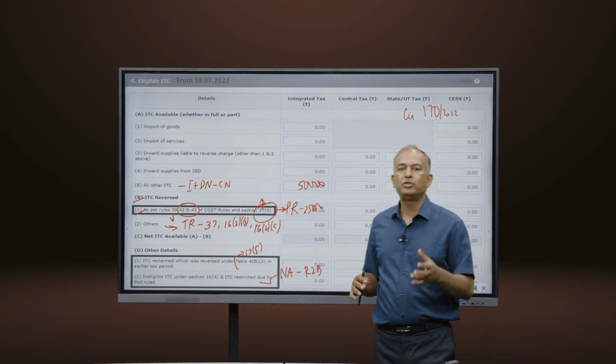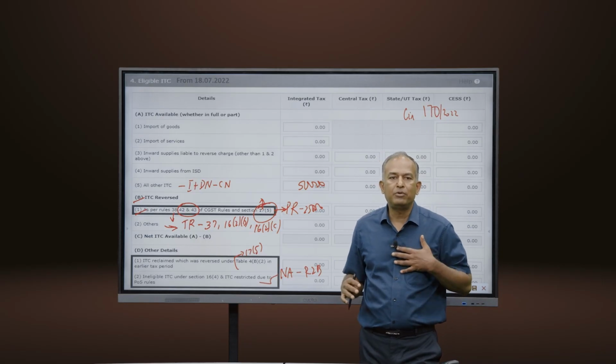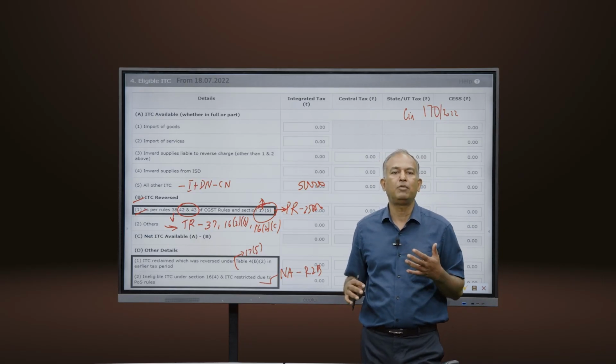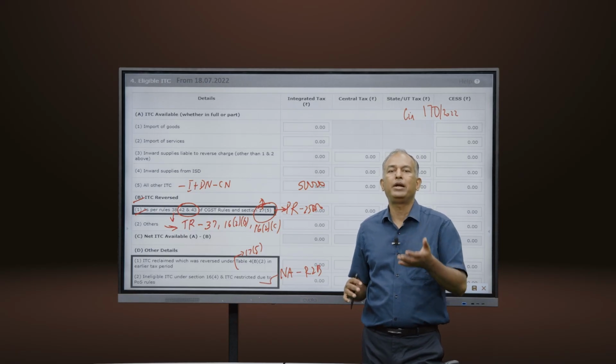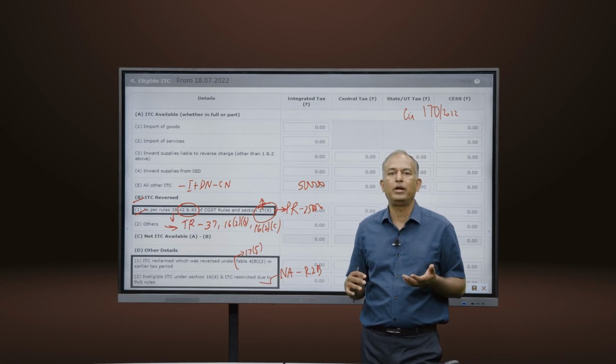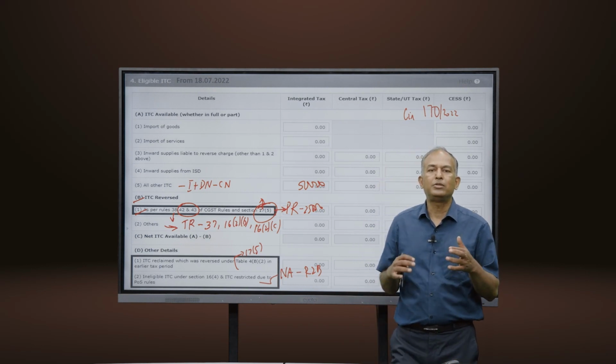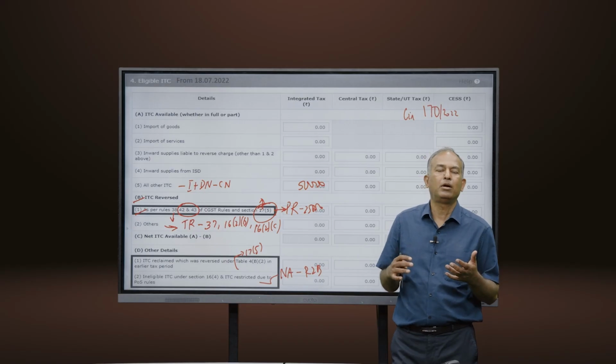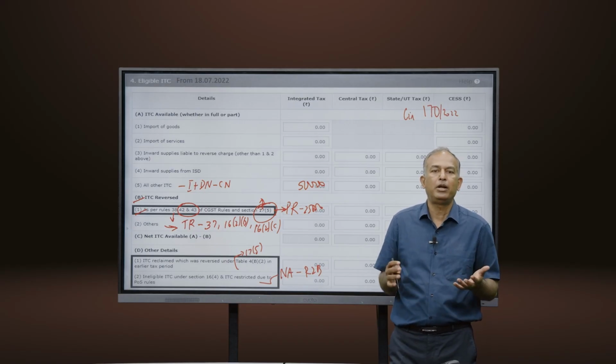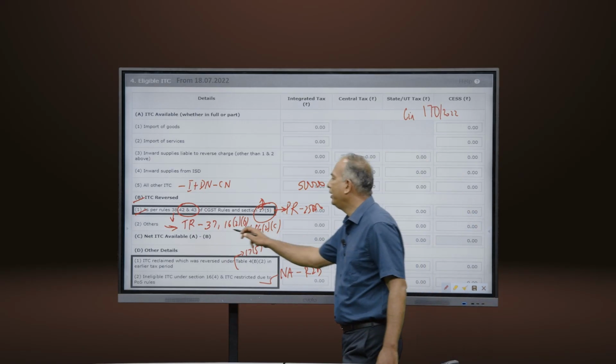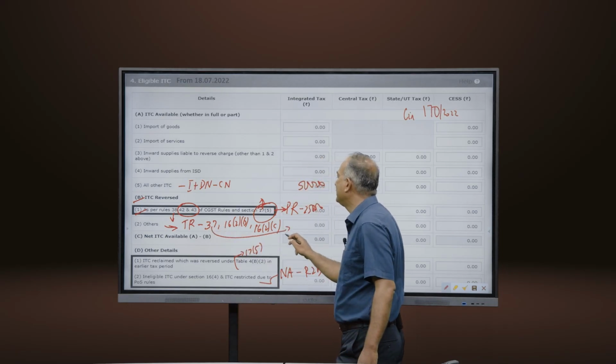What do you mean by Rule 37? There is a provision which says that if I have received a supply from, say, Chandrakant, and I have not made the payment within 180 days, I need to reverse the credit. Correct? So there are certain supplies for which I have not made the payment beyond 180 days. So it gets covered under Rule 37, and let us say it is 1,000 rupees.